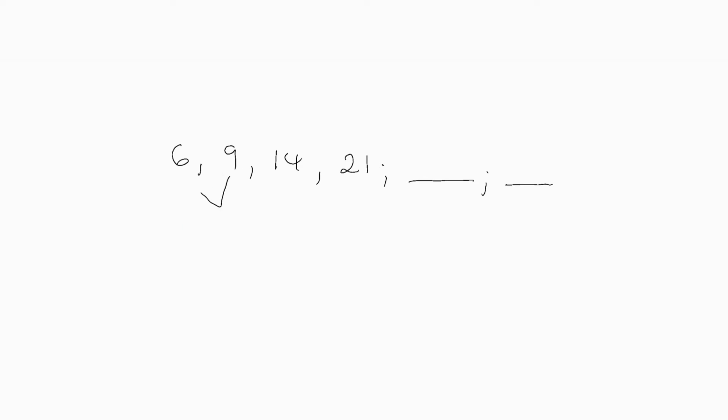Let us first test if this is an arithmetic sequence. And with arithmetic sequence, we know that we are supposed to get a common difference. So 9 minus 6 is 3. 14 minus 9 is 5. 21 minus 14 is 7. It seems we're not getting a common difference. So that means it is not an arithmetic sequence.